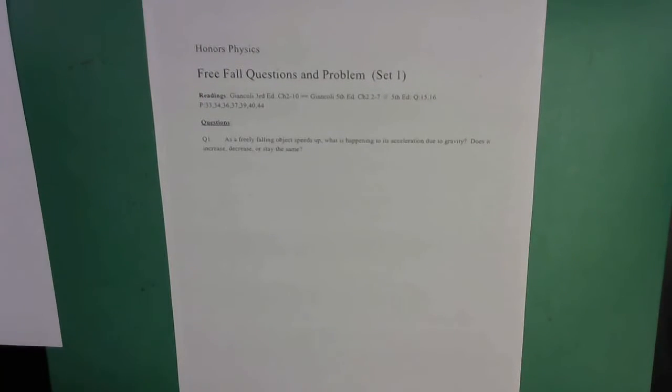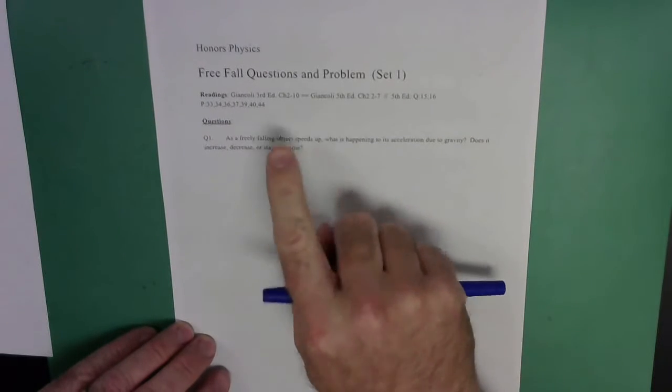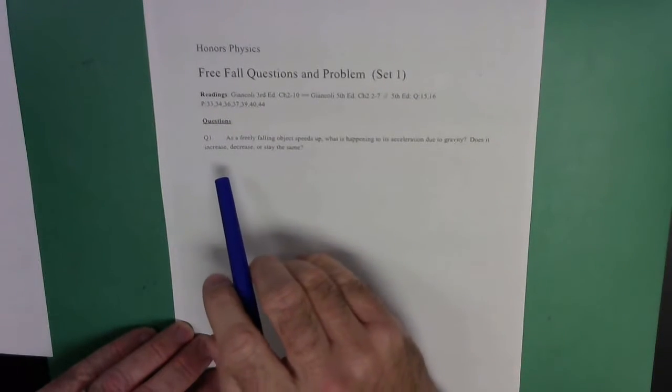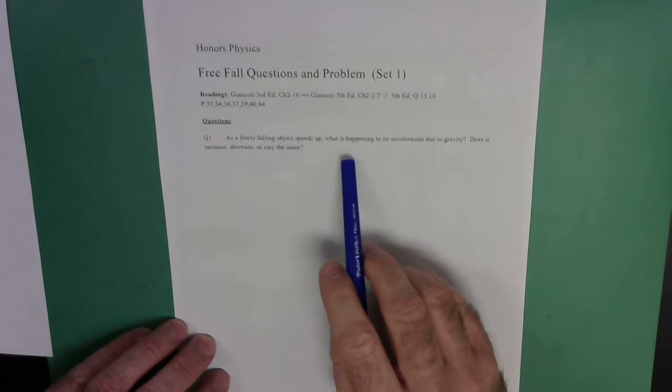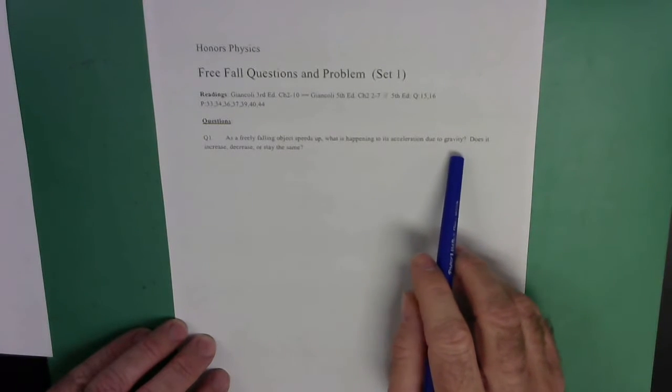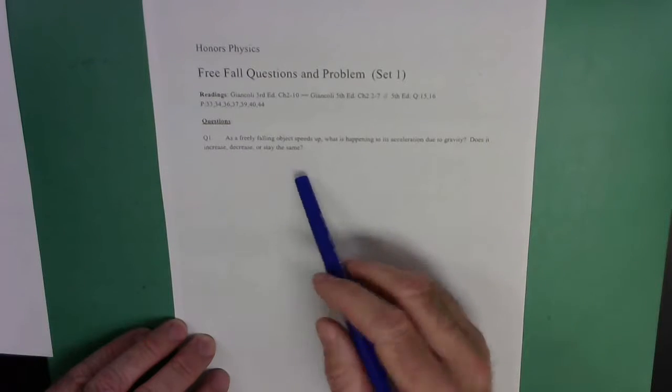Hello, we're here for Honors Physics, free fall questions and problem set one. We're looking at question one. As a freely falling object speeds up, what is happening to its acceleration due to gravity? Does it increase, decrease, stay the same?